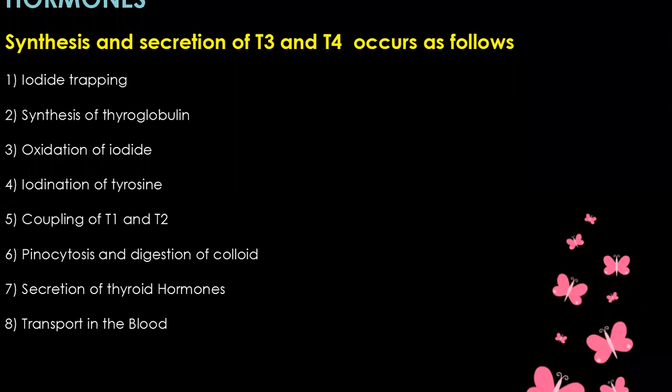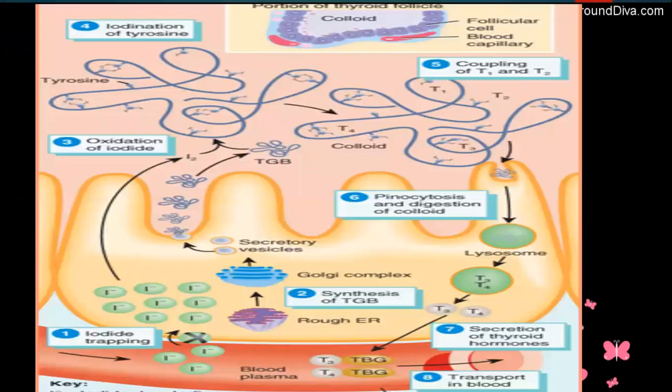In this formation, storage and release, we discussed 8 steps. First, there is iodide trapping by the thyroid follicle, and while trapping this, there is synthesis of thyroglobulin. Thyroglobulin is a glycoprotein produced by the rough endoplasmic reticulum, modified by the Golgi complex and packed into vesicles. These vesicles undergo exocytosis and thyroglobulin moves out of the cell.